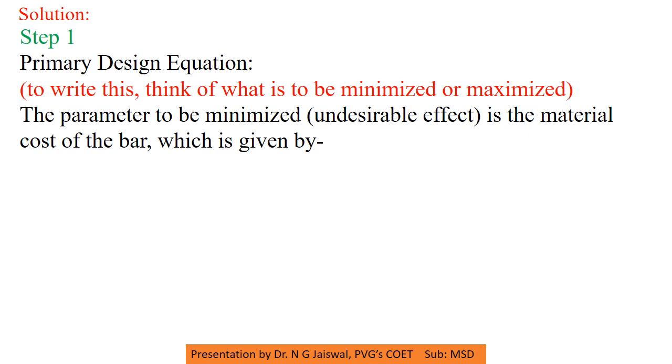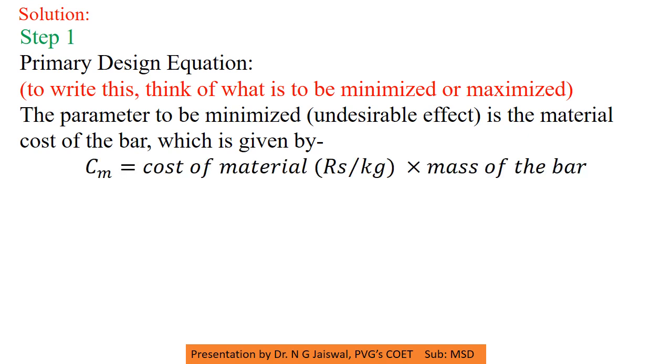Anything which you want to be minimized is always said to be an undesirable effect. So this undesirable effect, this parameter, that is the cost, is given by the cost of material in rupees per kg into kg, that is the mass of the bar. So in notation it may be C into M is equal to Cm. Okay. Mass you can replace by volume into density.